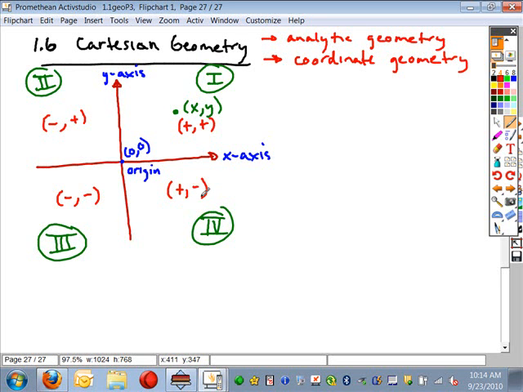I'm not going to talk about plotting points. I'm assuming that you guys are pretty well versed in that. And if you have any questions about it, you can ask me.